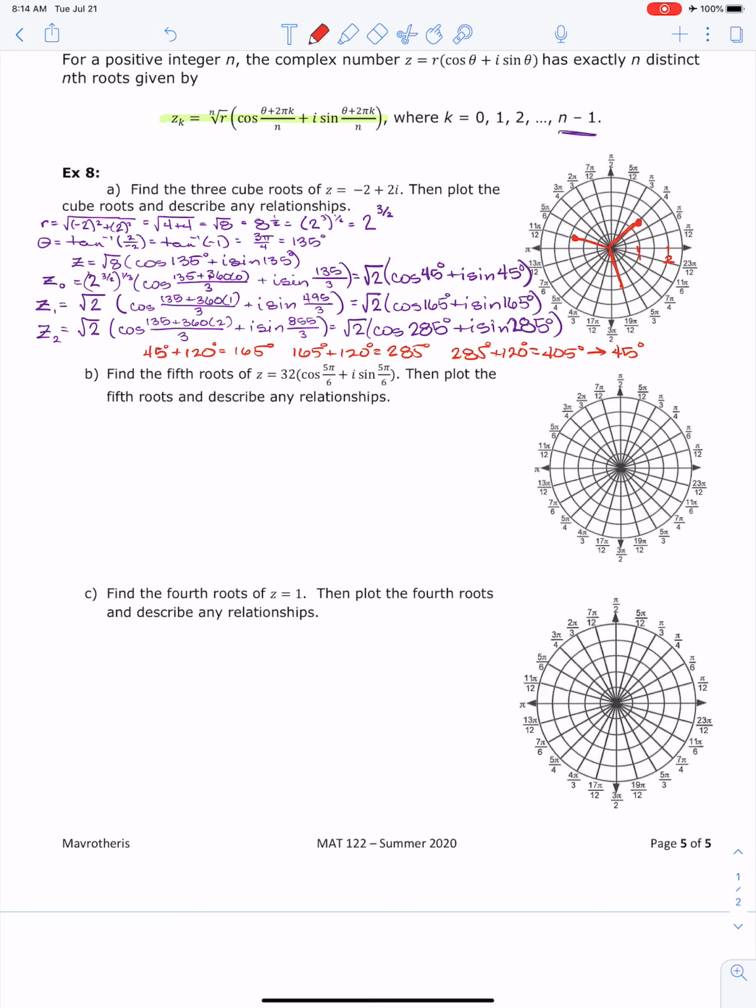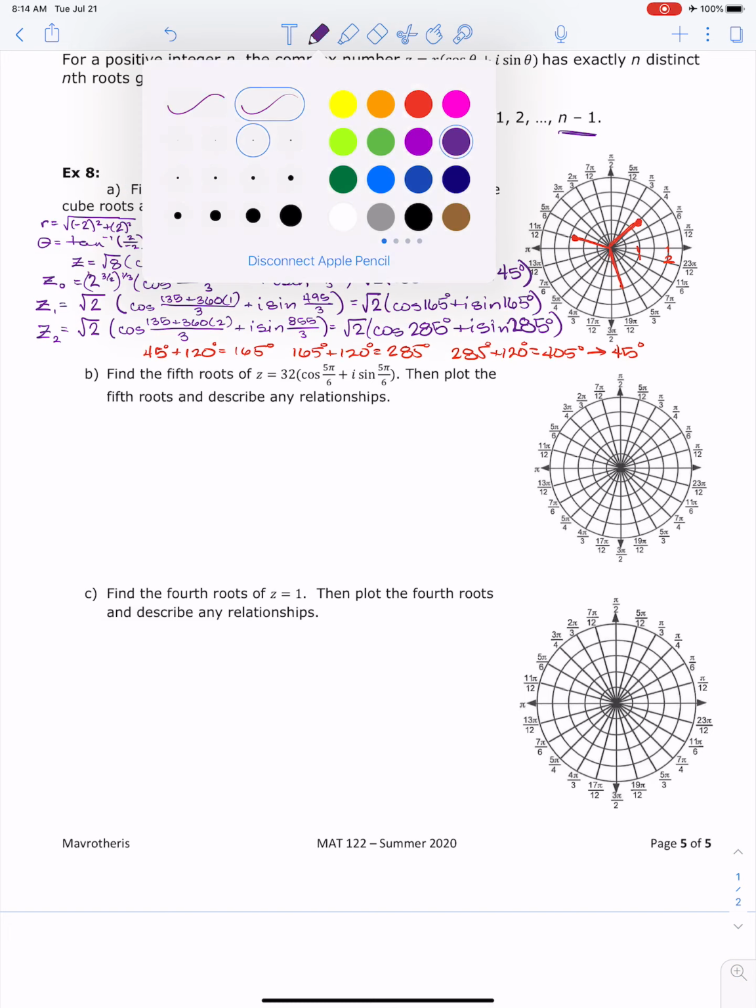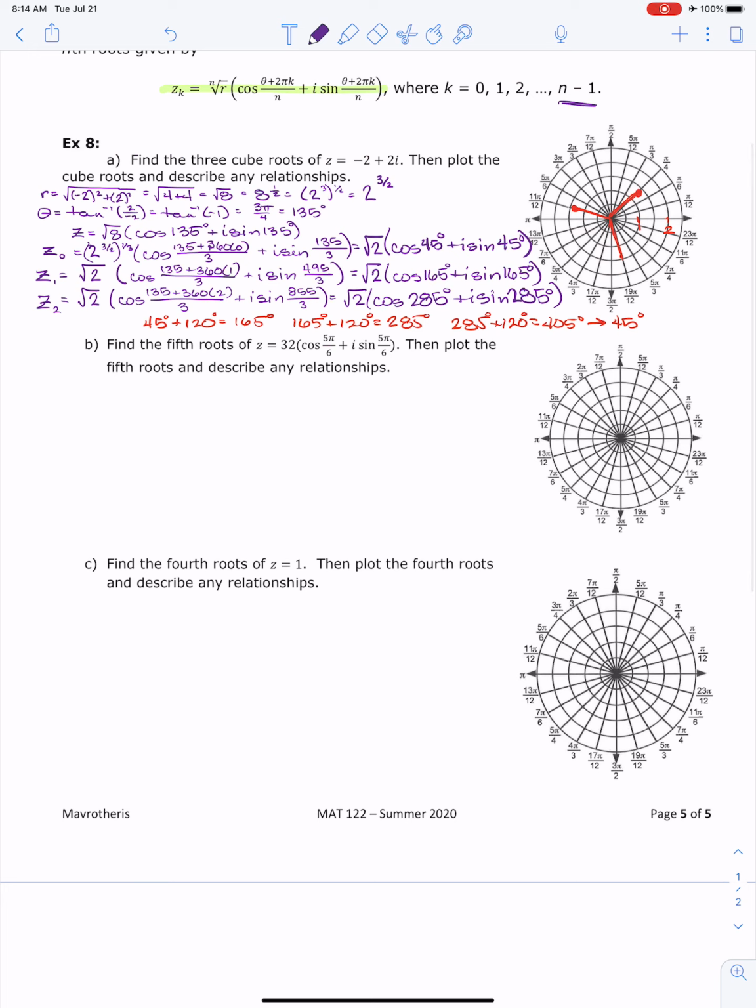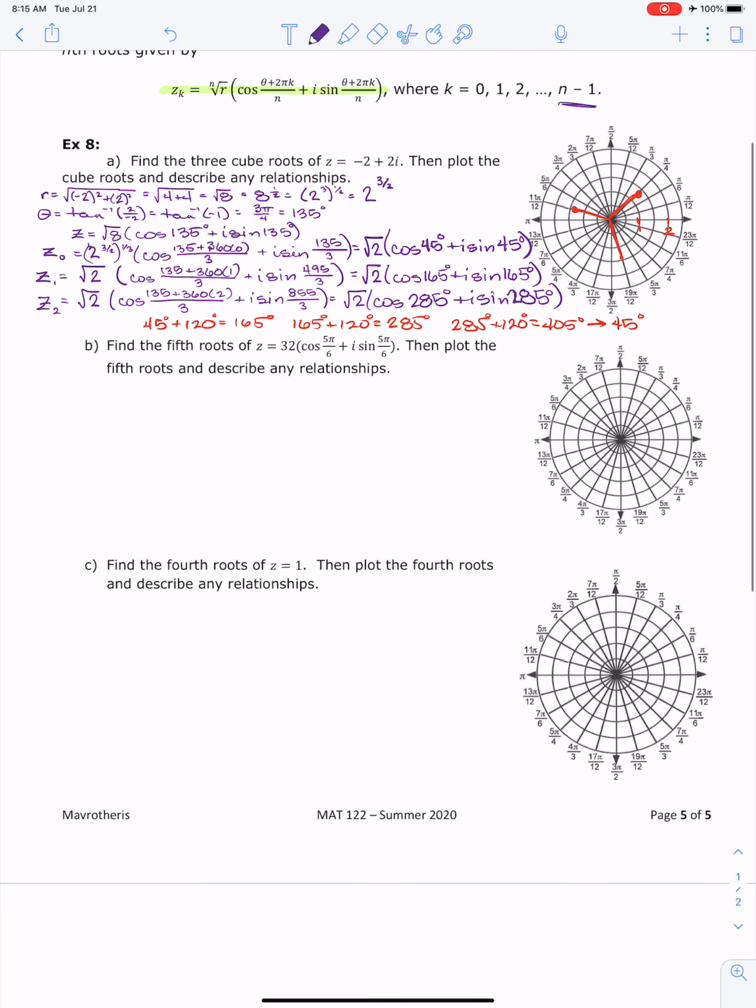Each have 120 degrees between them. Okay, so they are spread out evenly, or they divide that circle into 3 equal parts, angle-wise. So B, find the 5th roots of z equals 32 cosine 5 pi over 6 plus i sine 5 pi over 6. So I've already got this written in polar form. That helps. And so we're going to do what we did before.